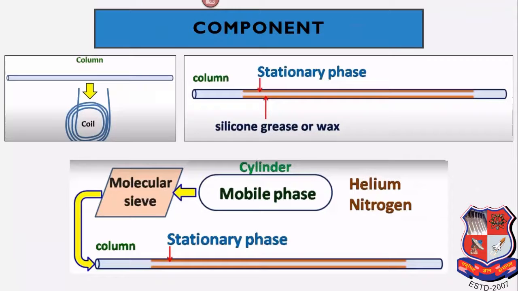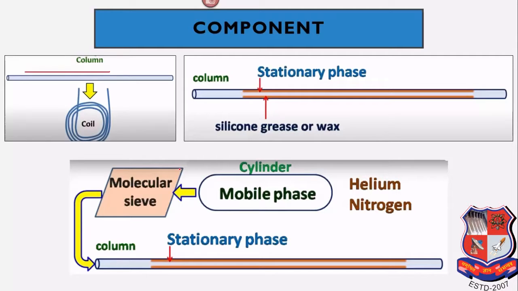So we can find out how much volatile compound will be in our sample. Now, in the mobile phase there are some components where the column will be in the form of one kind of column or in the form of a coil. In the stationary phase, we can see that this is the column, and on the inside wall of the column, silicon grease or wax will be provided. So this silicon grease or wax in the stationary phase works just like an insulation.